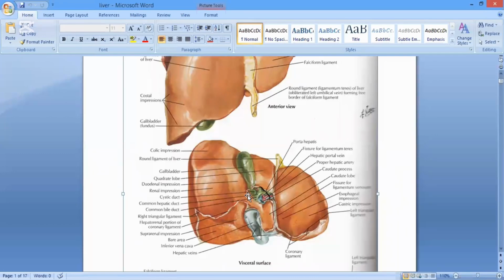So these three fissures are going to give it the shape of the letter H, right? Okay, an H-shaped fissure, you can see it is present on the posterior inferior surface.